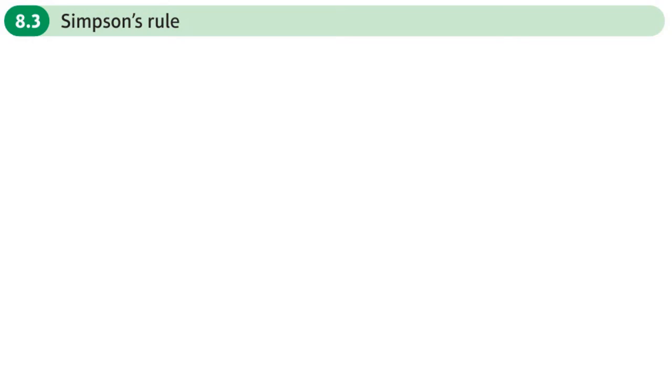This is the third and final section of Chapter 8 on numerical methods, and this is all about Simpson's rule. Now in the Pure 2 book, you would have learned about a numerical method called the trapezium rule. I'll put a link to it in the description.